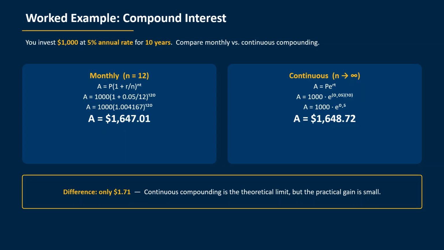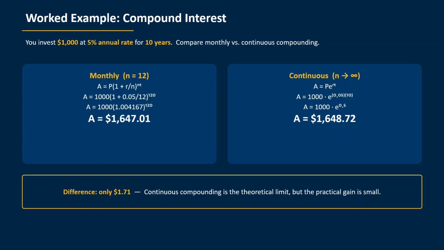$1,647.01. With continuous compounding, we use the formula A equals P times e to the rt. That gives us 1,000 times e to the power of 0.05 times 10, which equals 1,000 times e to the 0.5. This works out to approximately $1,648.72. The key takeaway is that the difference between monthly and continuous compounding is remarkably small, just $1.71 over a full decade.